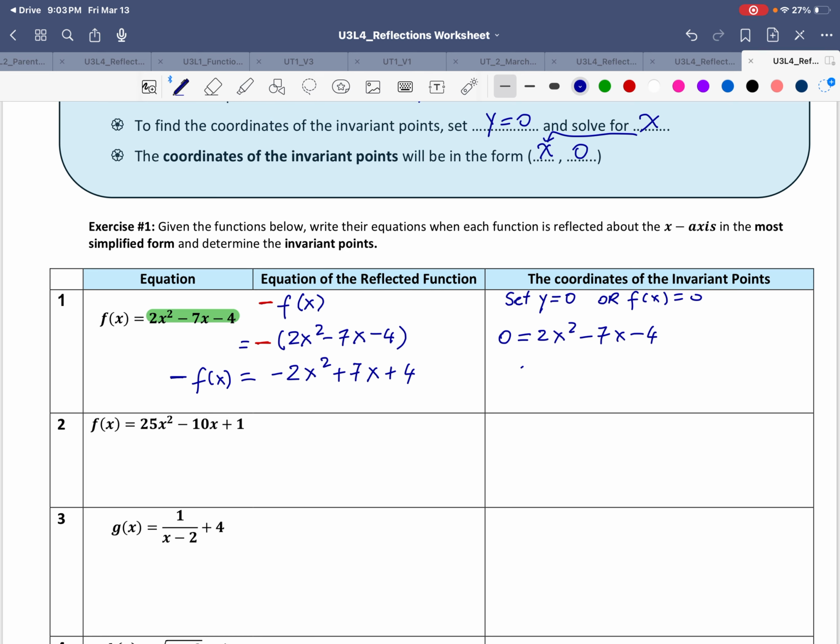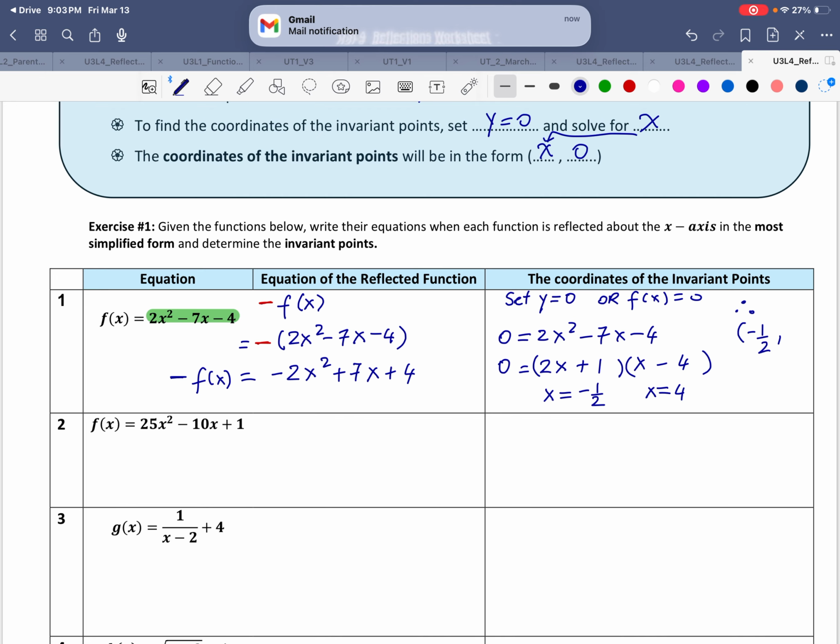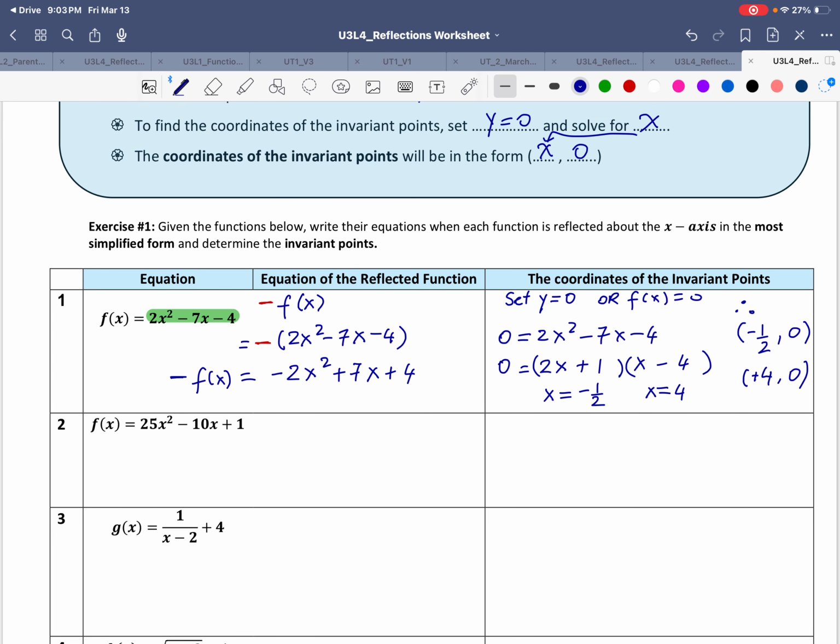And from here, I think we can factor. So this will factor to x minus 4 times 2x plus 1, from where we get that x equals negative 1/2 or x equals positive 4. So therefore, the invariant points will be at x equals negative 1 over 2 comma 0 or x equals positive 4 comma 0.